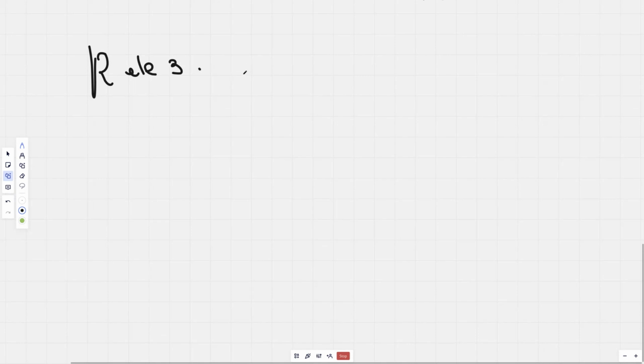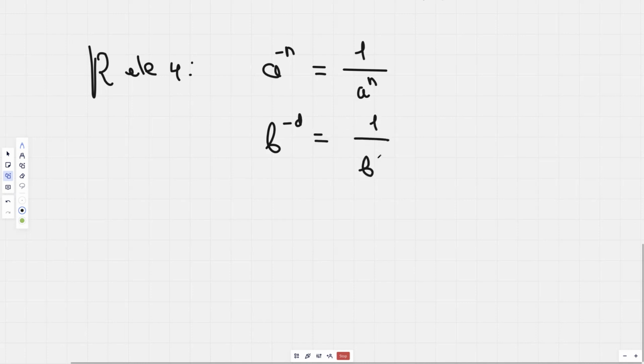Rule 3. So I mean the rule 4. Rule 4 is the meaning of the negative powers. Let's say a to the power of negative n. So in negative powers, what we have to do is keep the base the same, but make it 1 over this thing, 1 over a to the power of n. For example, b to the power of negative d is equal to 1 over b to the power of d.